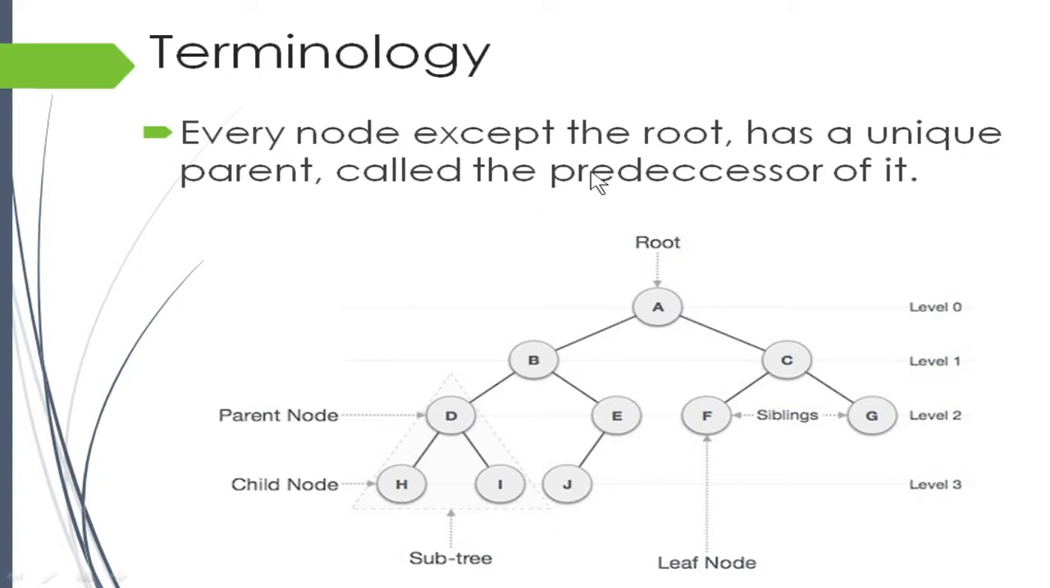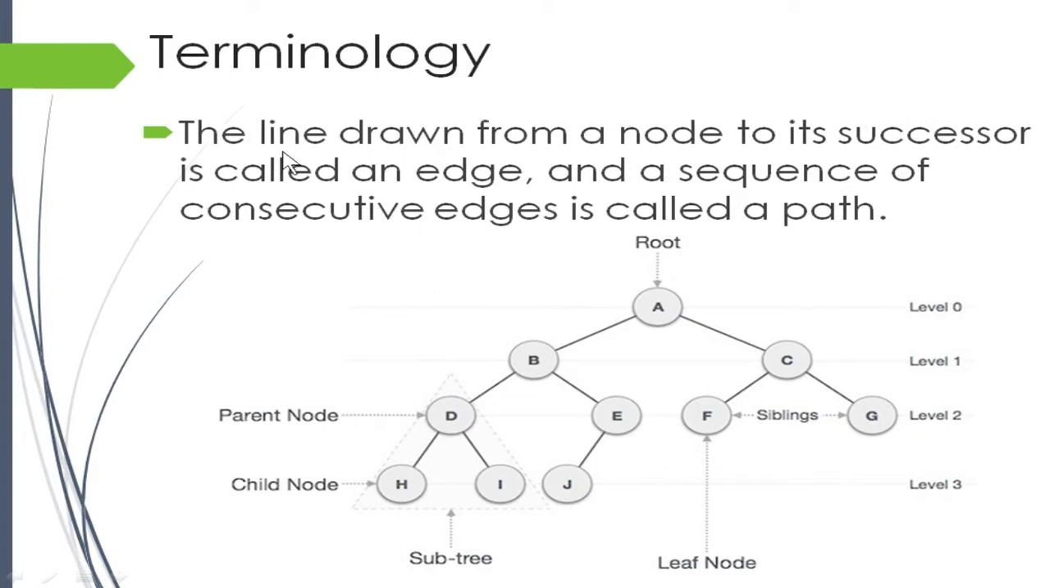Every node except the root has a unique parent, called the predecessor of it. Every node in the tree will have a parent. For example, H has a parent D, D has a parent B, B has a parent A. So every node except the root will have a parent, at least one parent.